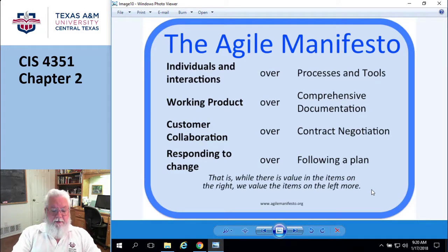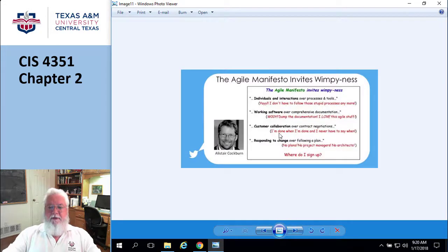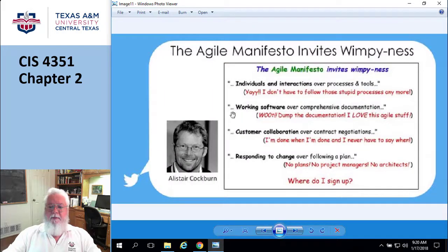Now, here's an alternate view of that. And this is a tweet. I don't know who this guy is. I probably should know. But here we go. Individuals and interactions over processes and tools. He goes, "Yay! I don't have to follow those stupid processes anymore." Working software over comprehensive documentation. Woo! Dump the documentation. I love this Agile. Customer collaboration over contract negotiations. I'm done when I'm done, and I never have to say when. Woohoo! Responding to change over following a plan. No plans, no project managers, no architects. Where do I sign up?